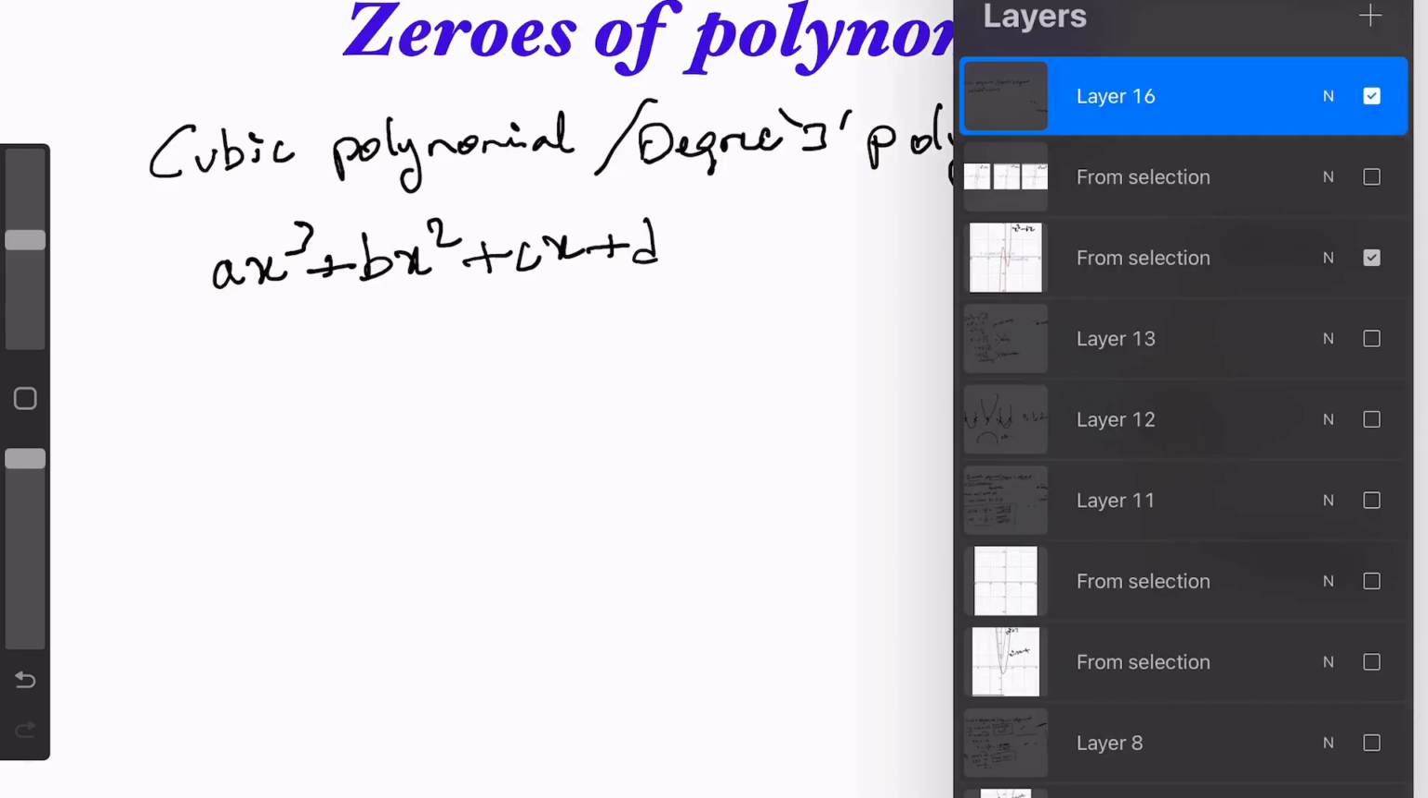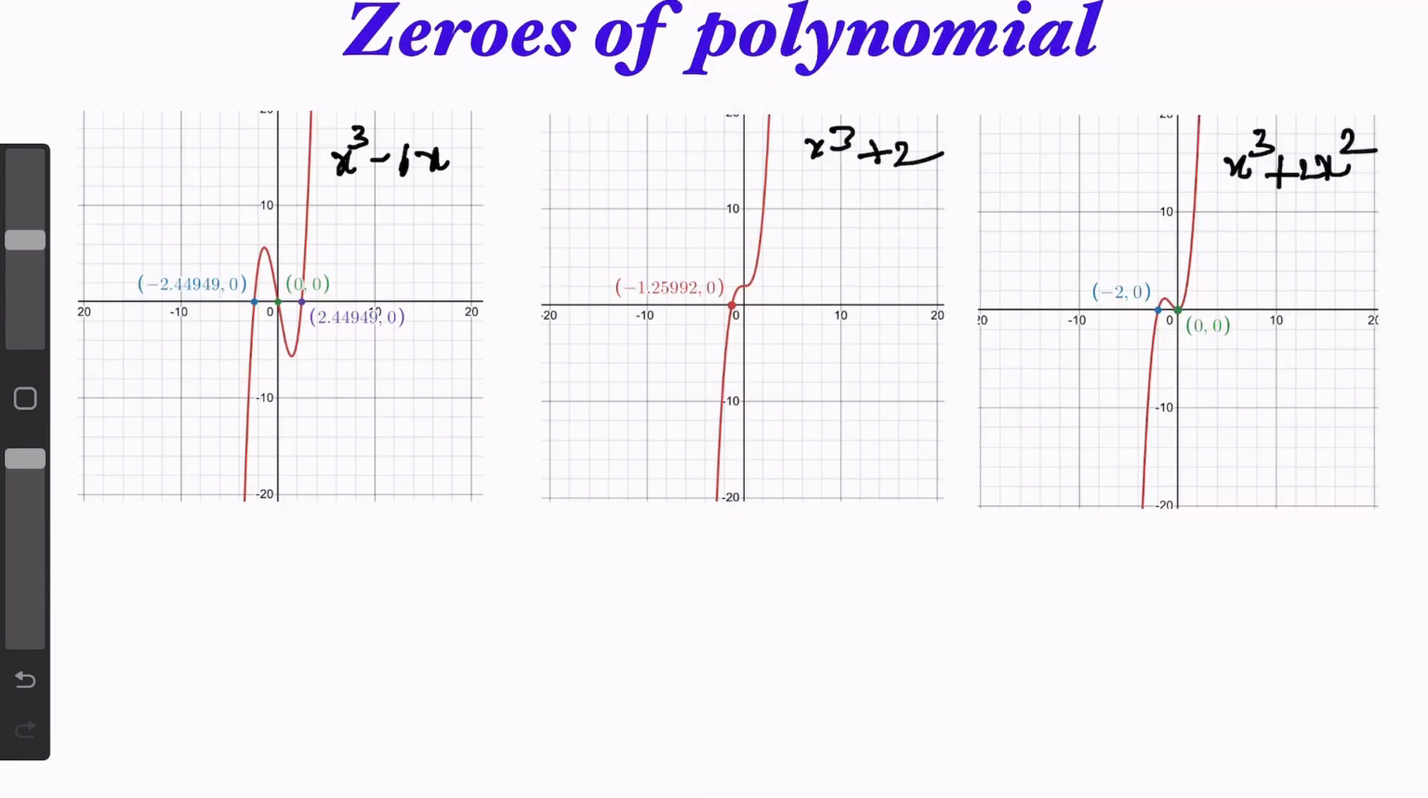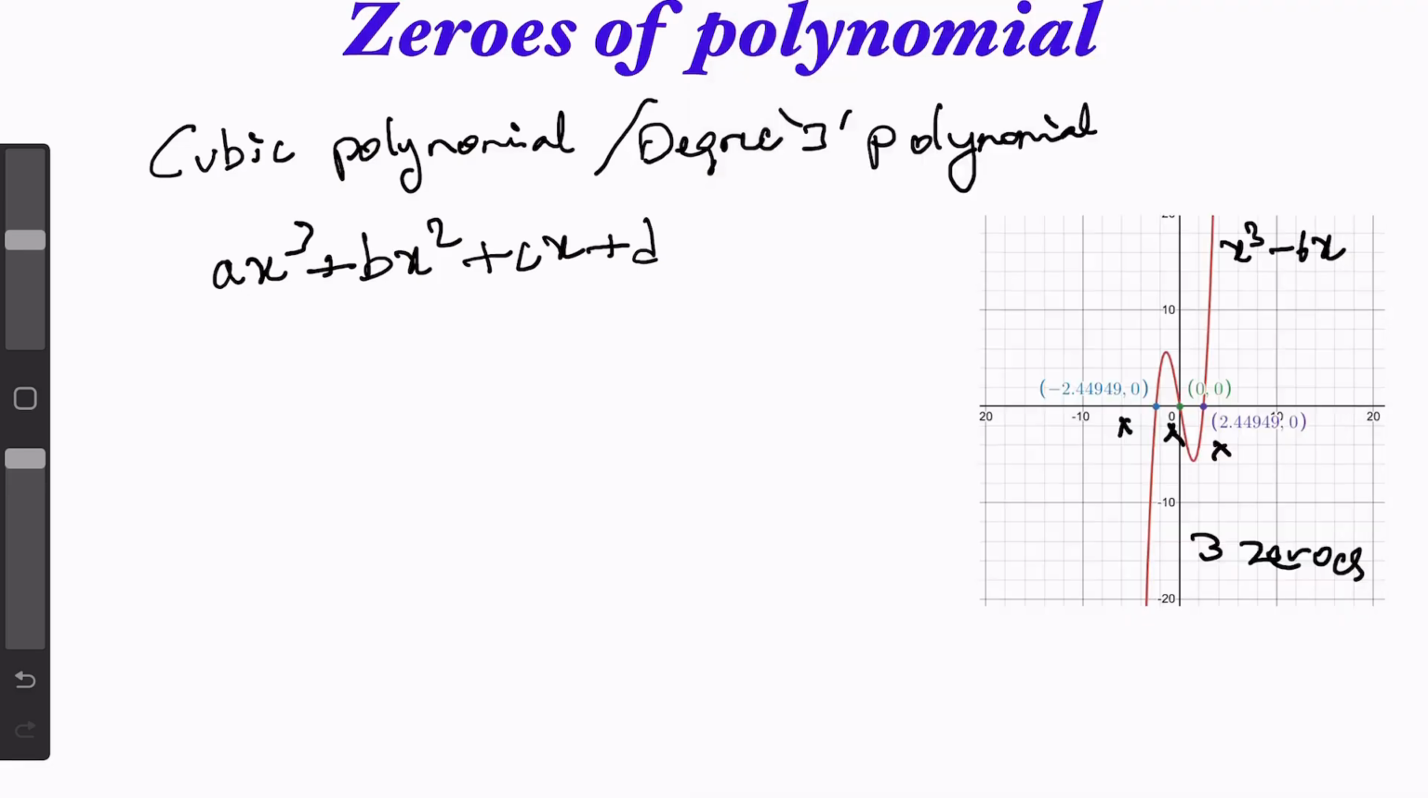And let's see some more examples. In the first graph, it's touching 3 points, so three zeros. In the second graph, it's touching at 1 point. Here it's touching 2 points, two zeros. The maximum number of zeros for a cubic is 3 because it can't be more than 3. It's 0, 1, 2, or 3.